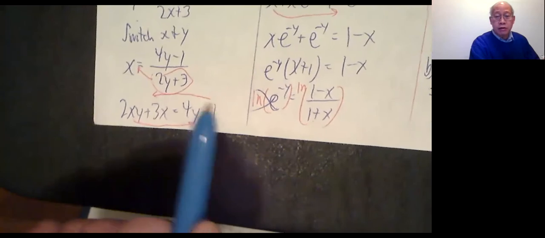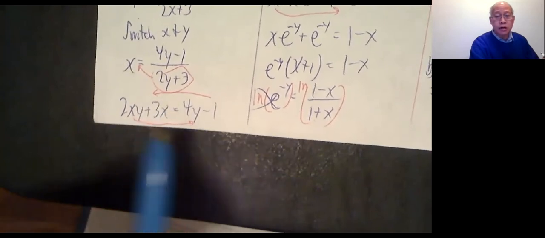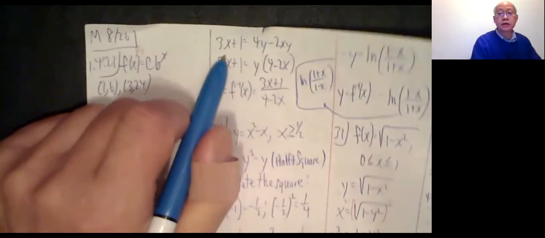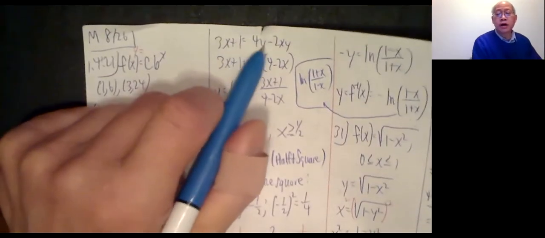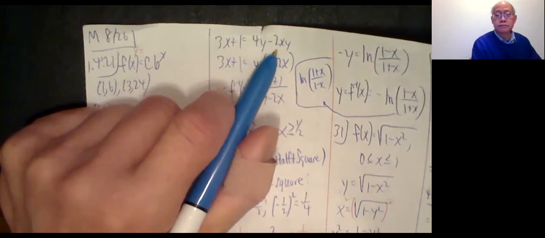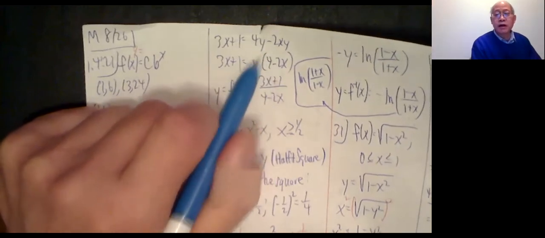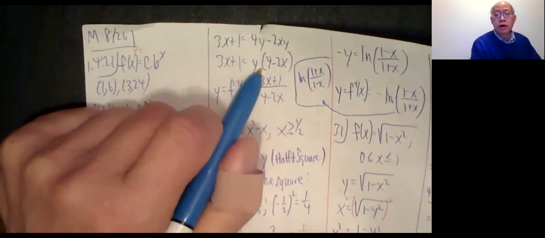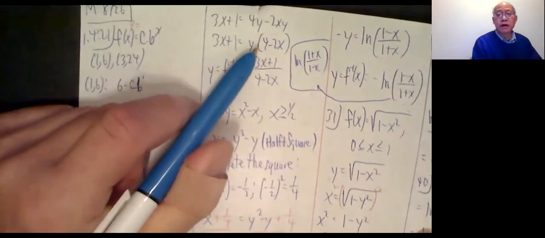That's what that arrow there means. I'm going to add 1, and I'm going to subtract 2xy. So it looks like this: 3x plus 1 equals 4y minus 2xy. It just looks a little nicer. Factor out the y. y equals, 4 minus 2x. And divide both sides by 4 minus 2x.